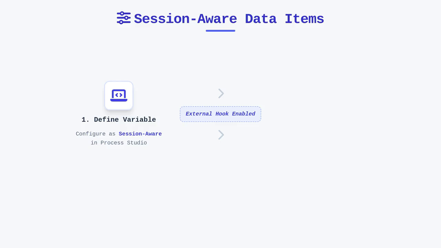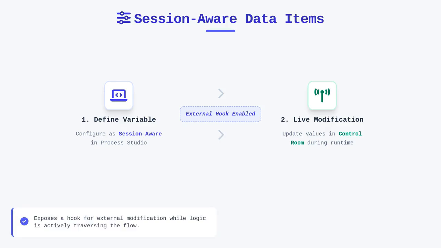To implement this functionality, you must first define your variables within the Process Studio environment as session-aware data items. Unlike standard process variables, these session variables appear within the control room interface when you drill down into a running session's properties. By enabling the flag that marks these as session-specific, you expose a hook that permits external modification while the logic is actively traversing your process flow.